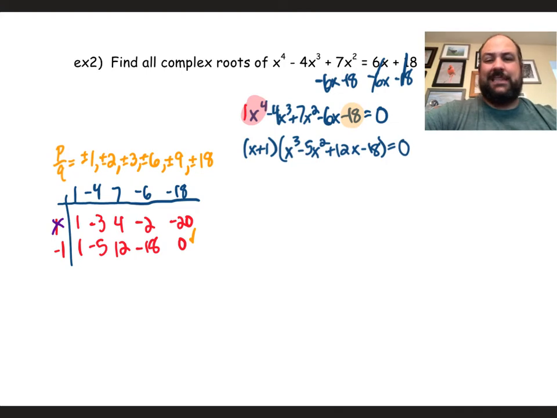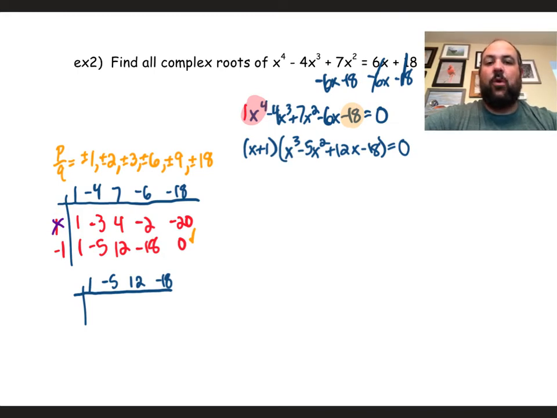Unfortunately, it doesn't look like that's going to factor by grouping. So I'm going to have to go to synthetic division again. I'm going to set this up, and now I need my new coefficients, which would be 1, negative 5, 12, and negative 18. I already know from the first go around that 1 did not work, but negative 1 did work. So right away, to check whether there's a multiplicity, I'm going to try negative 1 again.